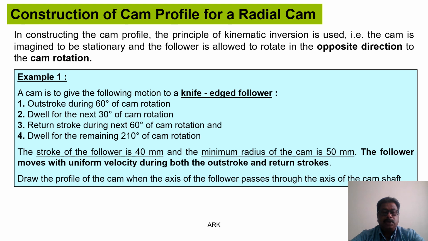The stroke of the follower is 40 mm and the minimum radius of the cam is 50 mm. The follower moves with uniform velocity during both the outstroke and return strokes. Draw the profile of the cam when the axis of the follower passes through the axis of the camshaft. This is the problem given.